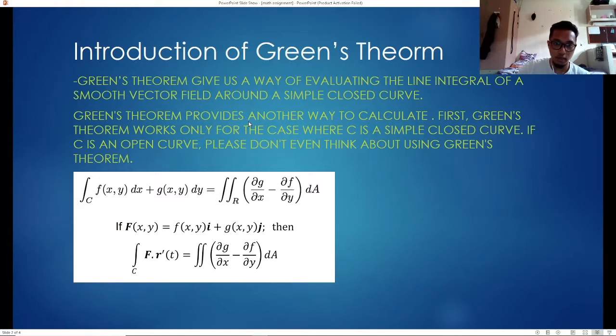So Green's theorem provides another way to calculate, where the catch is that C is a simple closed curve. There cannot be an open curve or a hole in it. No, you cannot do that.